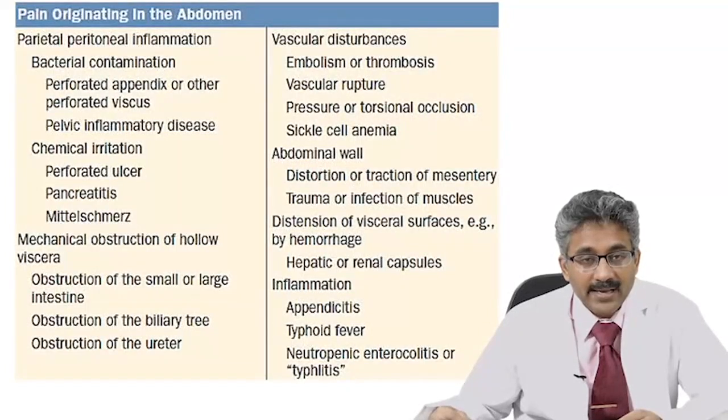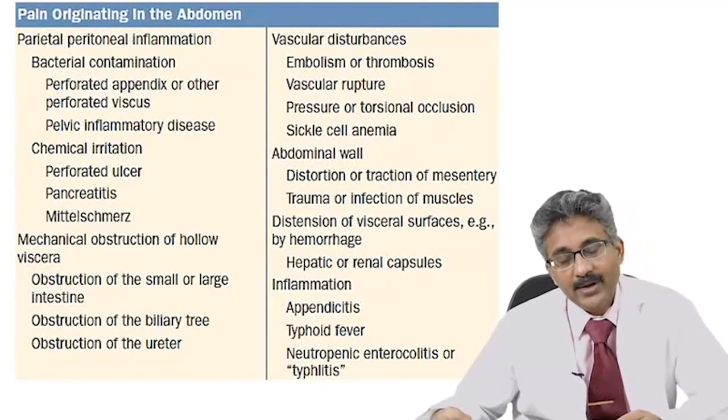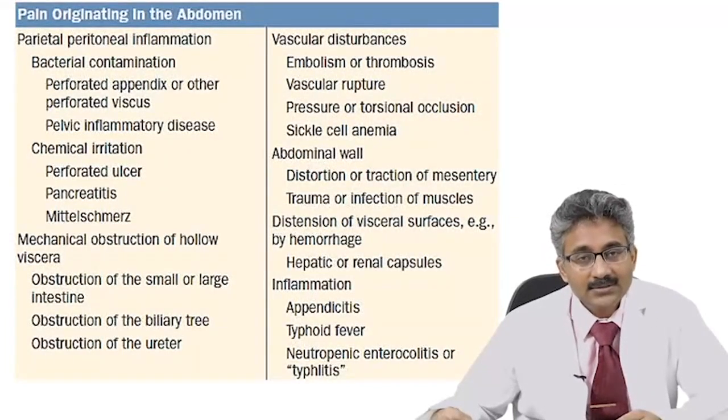In a perforated appendix and pelvic inflammatory disease, initially the pain may be a little dull aching pain. Later, when the bacteria grow and inflammatory mediators increase, the pain may worsen. So these are the causes of parietal peritoneal inflammation, students. Perforated appendix or perforated viscus and pelvic inflammatory disease are both bacterial contamination. Chemical irritation: ulcer, it's the gastric acid; pancreatitis, the enzymes; Mittelschmerz, the painful ovulation.